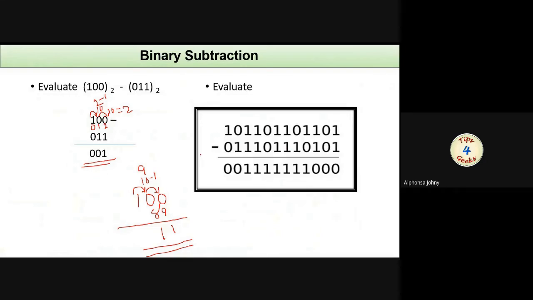Next we can see a bigger example, with big numbers, and we are performing the subtraction operation. So starting from the LSB, 1 minus 1 is 0, 0 minus 0 is 0, 1 minus 1 is 0. Then 1 minus 0, the answer is 1. Here the problem arises. Here 0, we have to subtract 1 from 0. It's not possible. So we have to borrow 1 from this place to this. So it will become 1 0 or 2. 2 minus 1, the answer is 1.